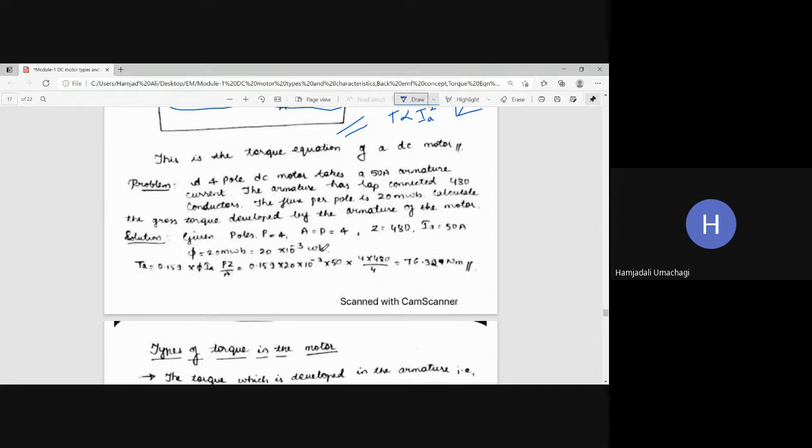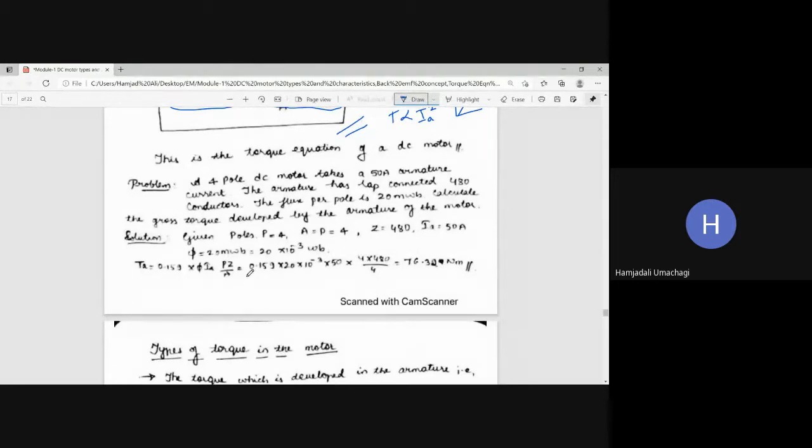Now with all these given parameters, we just need to calculate the torque. It is very simple to calculate. Just you need to make use of what? The basic torque equation. So your basic torque equation is what here? Torque Ta is equal to 0.159 φ Ia PZ by A.